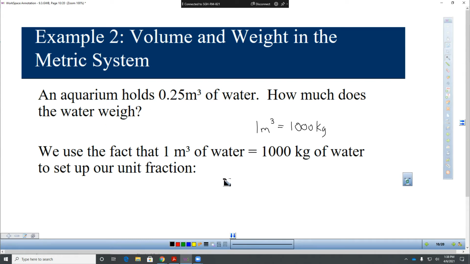So we start with 0.25 cubic meters over 1. We need to change that to kilograms because that's the weight. So what do we need to cancel? We need cubic meters to cancel. So the 1 cubic meter is on bottom, the 1,000 kilograms is on top, and then 0.25 times 1,000 is 250 kilograms, right? That's exactly like we did before, nothing new.